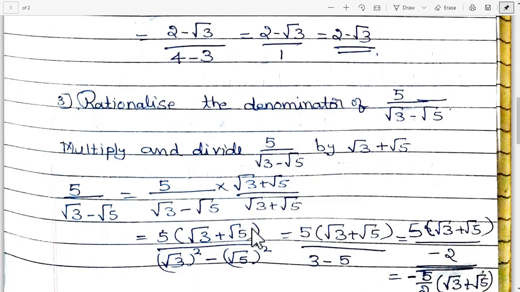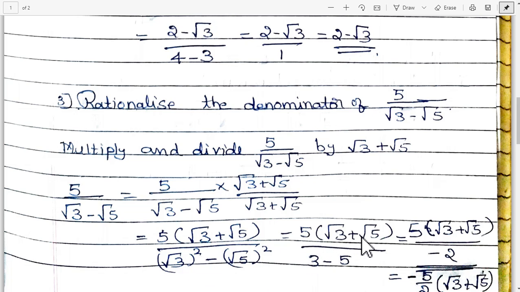The meaning of bracket is multiplication only. Root 3 plus root 5 divided by, again this is the minus b, a plus b form. A minus b into a plus b is equal to a square minus b square. Our a in this sum is root 3 and b is root 5. So a square is root 3 square minus root 5 square.